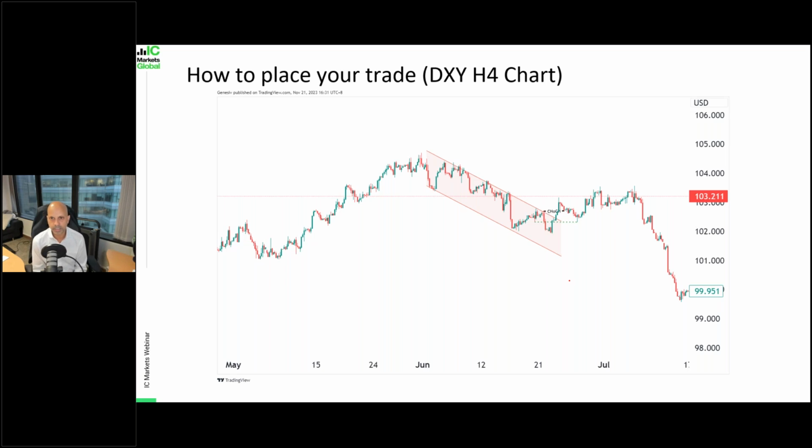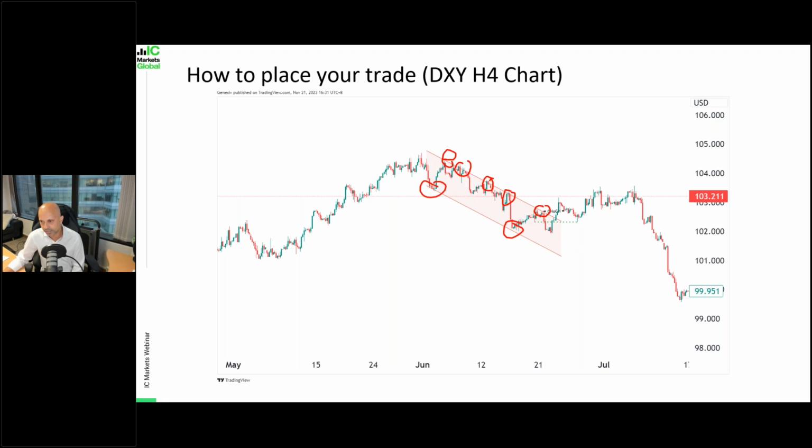Now we'll look at an example on the dollar index chart. This was a chart pattern in the middle of June. I'm on the dollar index chart, the DXY, on the H4 time frame. You can see price is making a series of lower highs, and we have a series of lower lows as well.